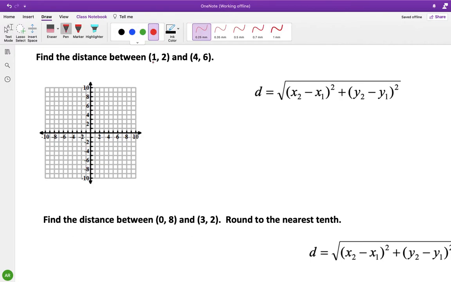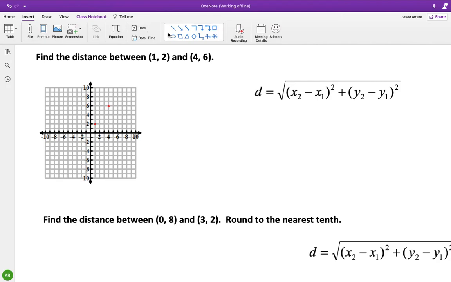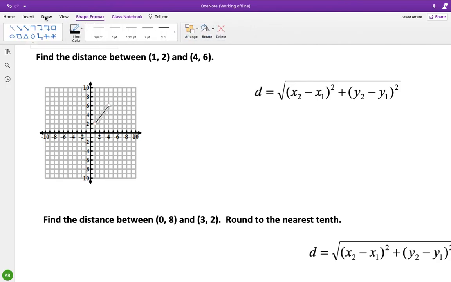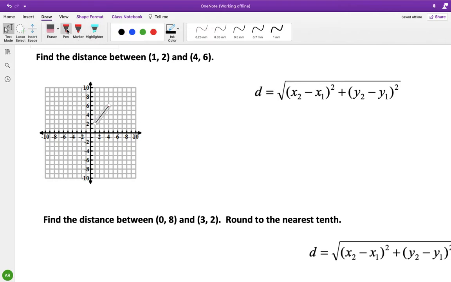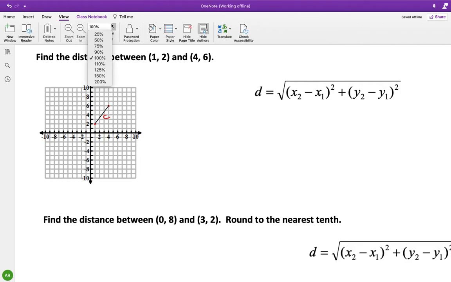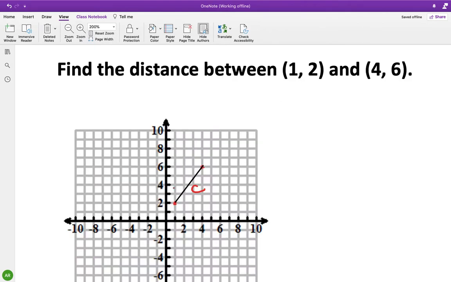My bad. All right, so let's go ahead and start by using the Pythagorean theorem technique. So we're going to put my point at 1, 2. I'm going to put my second point at 4, 6. I'm going to go ahead and insert a line to connect those and label it C. So go back to draw. This is C. I'm going to zoom in to make it a little easier to see, and I'll zoom back out when we're actually using the Pythagorean theorem.